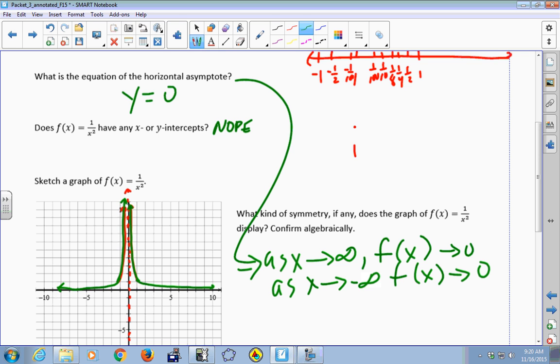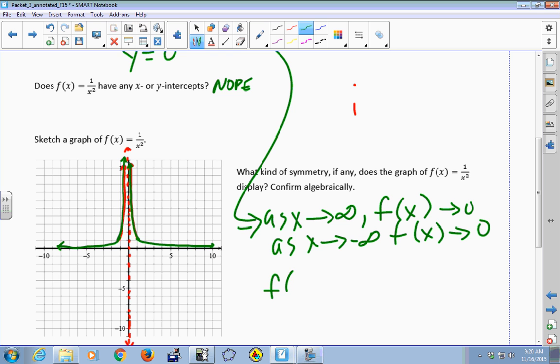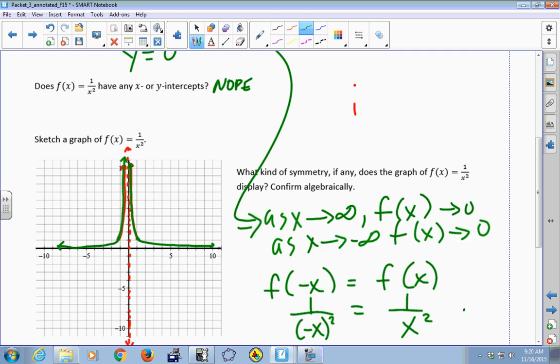Okay. And we already saw that this function has even symmetry, because we can show that f of negative x equals f of x. Since f of x equals 1 over x squared, and I put in negative x and square it, those two things are equal, so I have even symmetry. And that's why once I draw one side of the graph, I just fold it over.